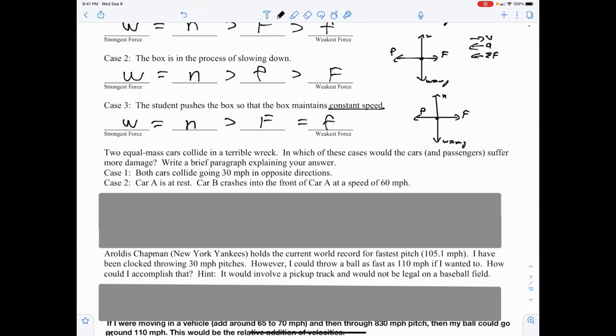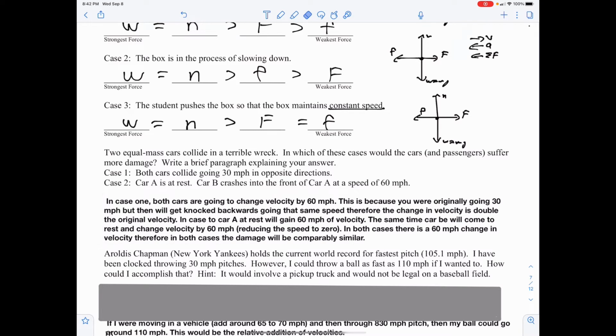Whereas in case 2, car A was at rest, car B is going to smash into it and give it that energy. So now car A is receiving that energy and is now going 60 miles per hour. Car B, on the other hand, is hitting car A at rest and decelerating to rest almost instantly, with also a change of speed, right? Decelerating 60 miles per hour. So in case 1, both cars are going to change by a velocity of 60 miles per hour.